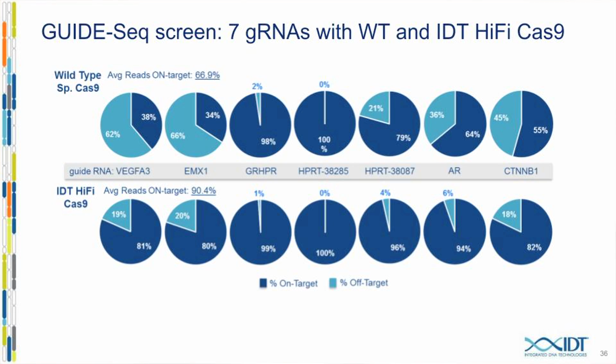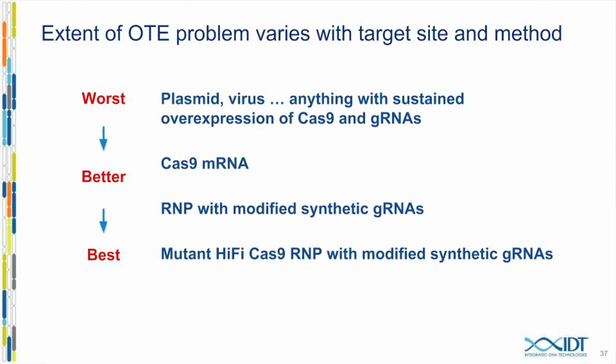Here's looking at 7 different sites in different genes, same kind of concept, and in all cases, we're dramatically improving the specificity. So at this point in time, right now, I think the best method for high specificity editing is to use RNP with the mutant.